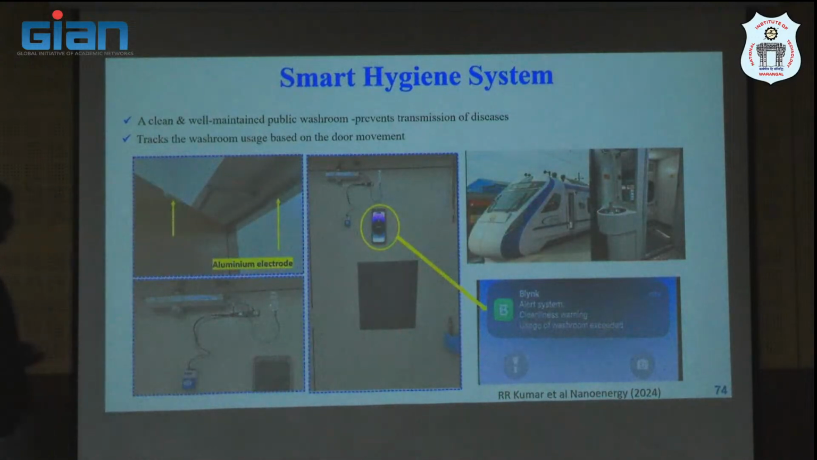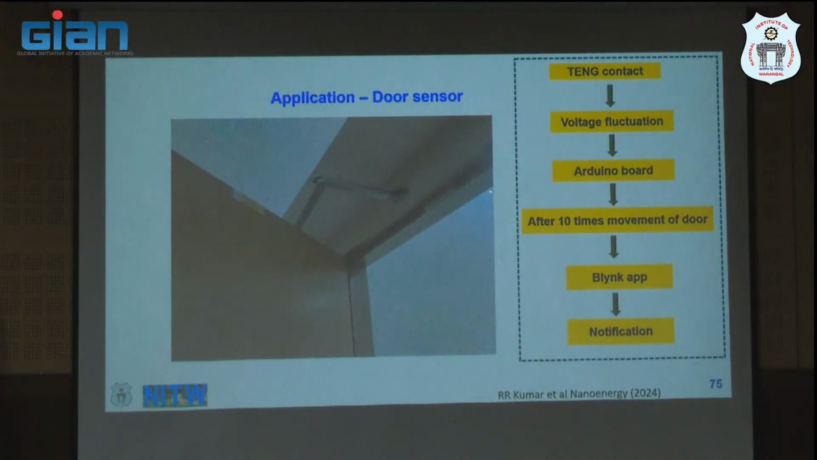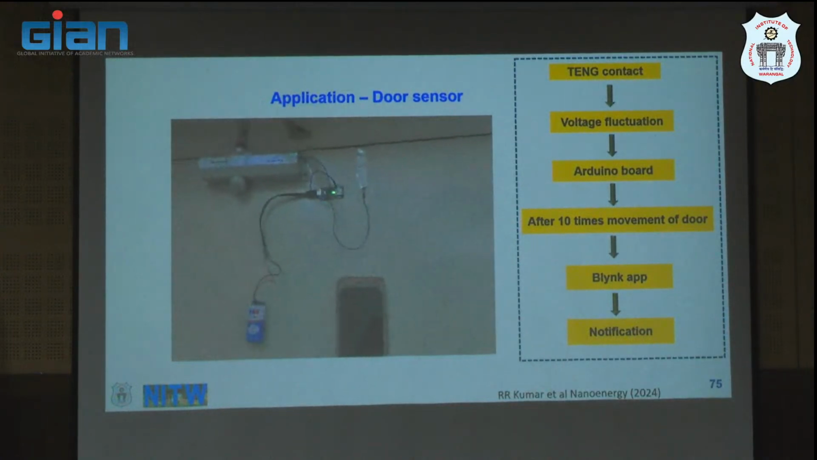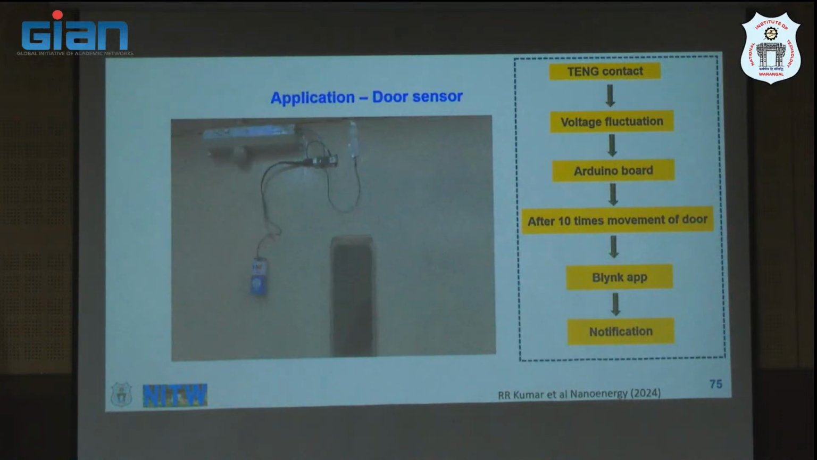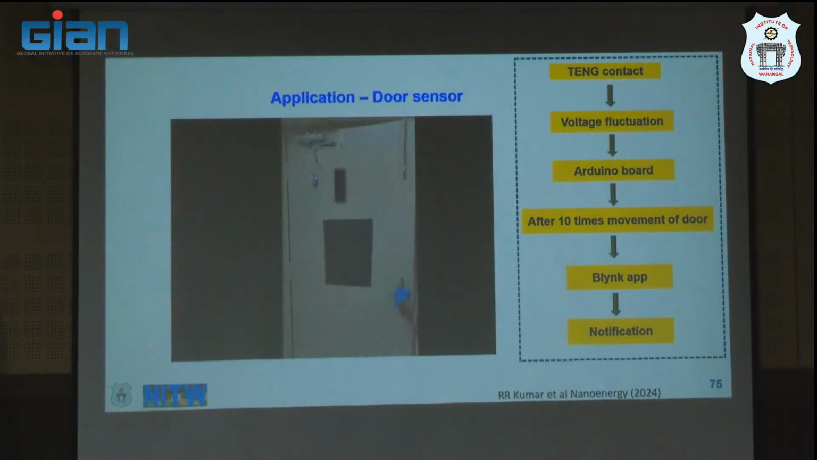This is another exploration with a simple thing. Probably I'll show the video, you can see here. So this is one triboelectric layer, and this is another triboelectric layer, which are connected with a small electrode and all. The small wire is coming to your Arduino board, which takes the electric pulse coming out of your triboelectric nanogenerator. Now we are going to close and open the door 10 times or 20 times based on how you program your Arduino board.